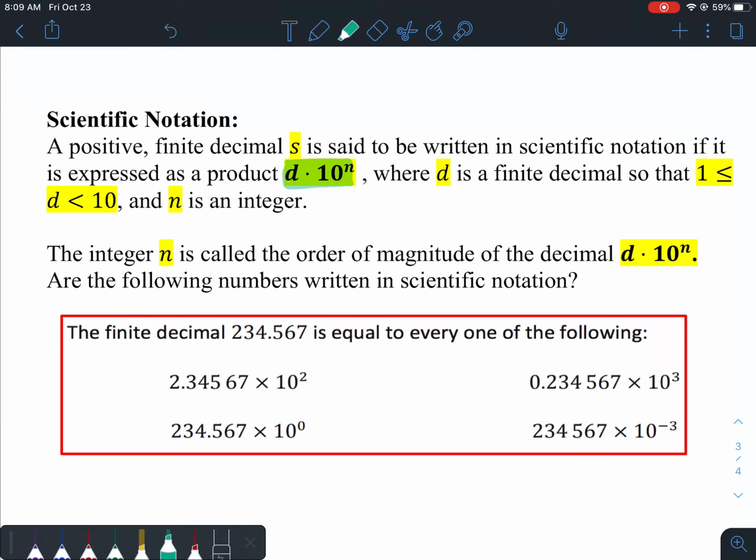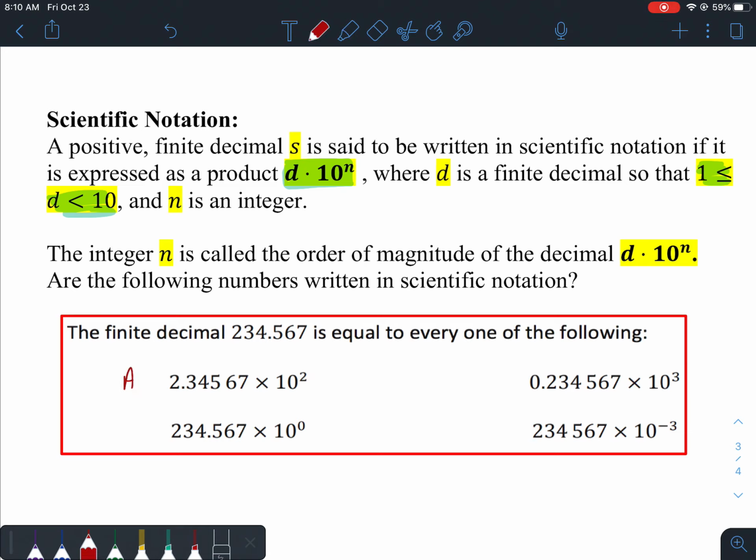D is just a decimal. Could be a whole number. And it must be less than 10 and greater than or equal to 1. That's what this phrase here, 1 less than or equal to d less than 10, is. D, the number in front of the power of 10, must be in between 1 and 10. It can be equal to 1, but it cannot be equal to 10. So it has to be a single digit whole number, but it can be a decimal afterwards.